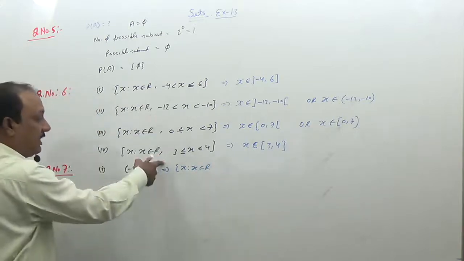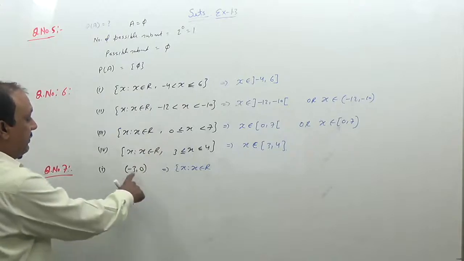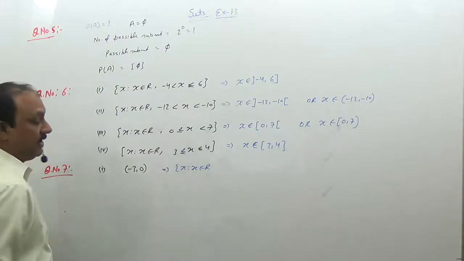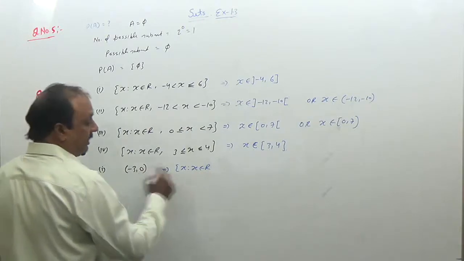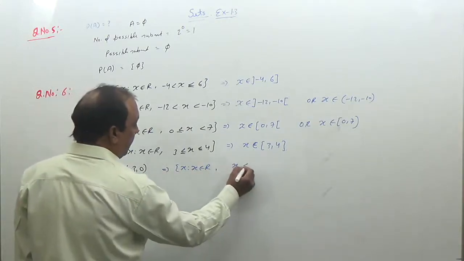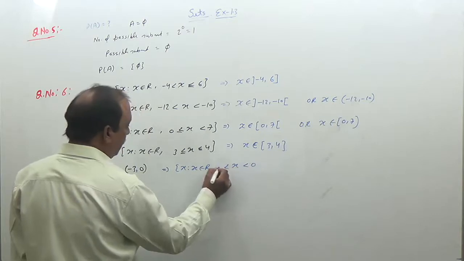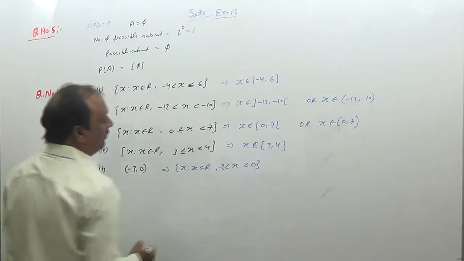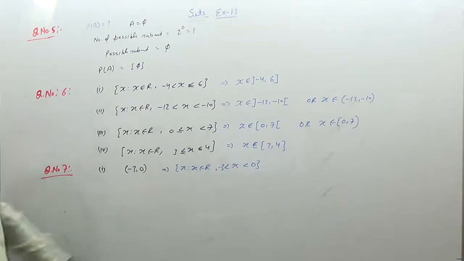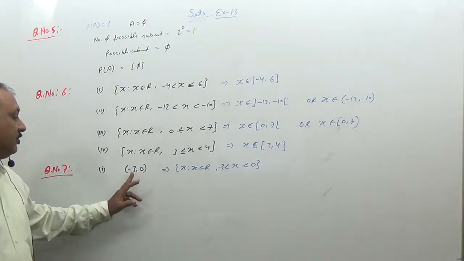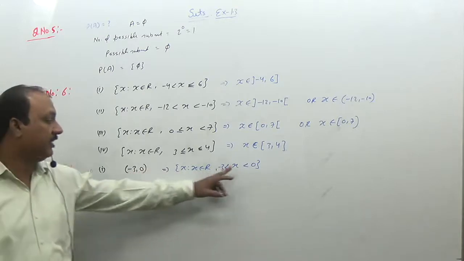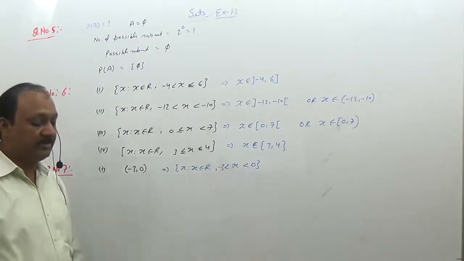This is the reverse system: here the interval is given and you have to write the set builder form. So x belongs to R. This is the open interval where x is less than 0 and more than -3. So this one is the set builder form of this open interval. It is an open interval, so these limiting points are excluded, so x is less than 0 and more than -3.